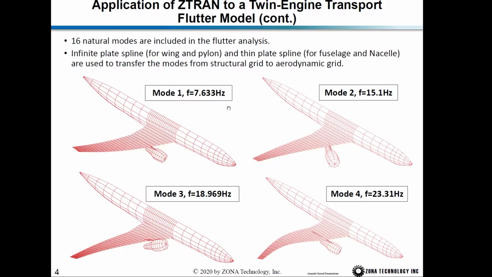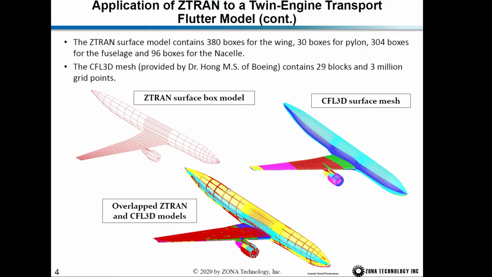The structural model has 16 natural modes, and we set up the surface panel model of this twin engine transport flutter model. We interpolate the mode shape from the structural grid to the aerodynamic surface panel, and this shows the interpolated or splined modes on the aerodynamic model for the first 4 natural modes. Boeing also gave us a CFD solution. The CFD mesh is a structured mesh, and they used CFL3D to compute the entire flow field.